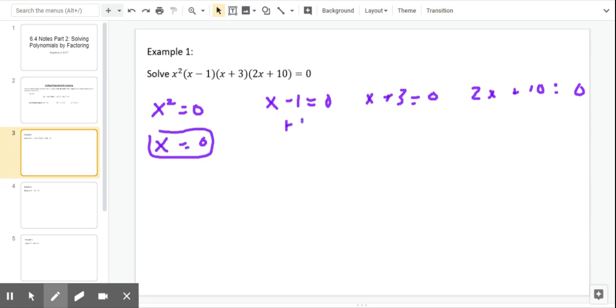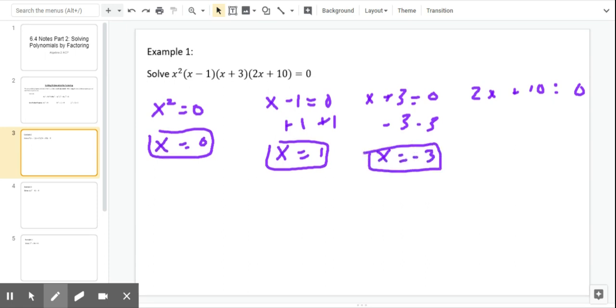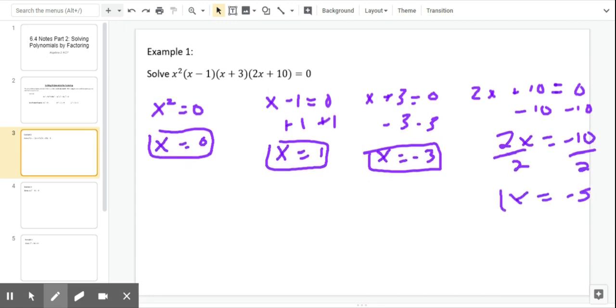X minus 1 equals 0. Add 1 to both sides. X equals 1. X plus 3 equals 0. Subtract 3 from both sides. X equals negative 3. 2x plus 10 equals 0. Subtract 10 from both sides. 2x equals negative 10. Then we divide by 2 on both sides. X equals negative 5. Those are my 4 solutions to that one.